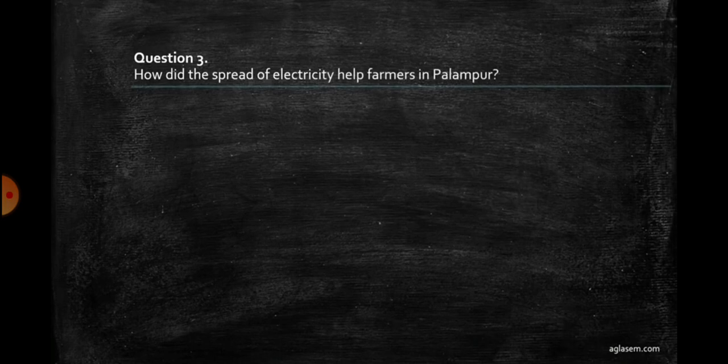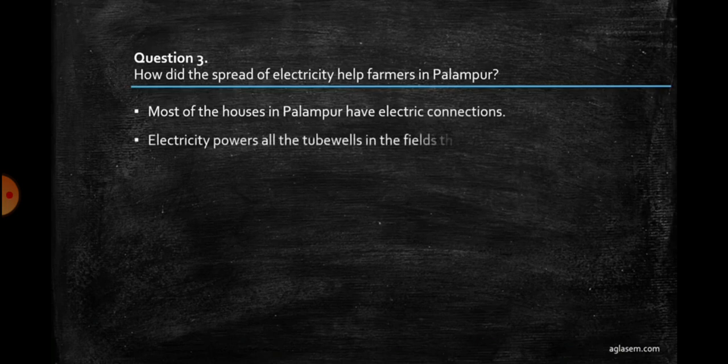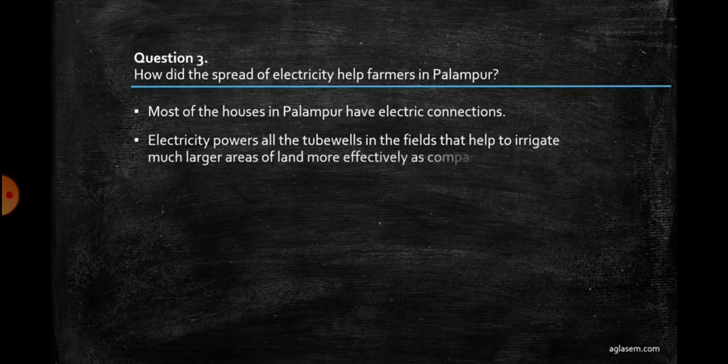Our next question is: how did the spread of electricity help farmers in Palampur? Most of the houses in Palampur have electricity connections. Electricity powers all the tube wells in the fields that help to irrigate much larger areas of land more effectively as compared to the traditional Persian wheel drawn by bullocks.